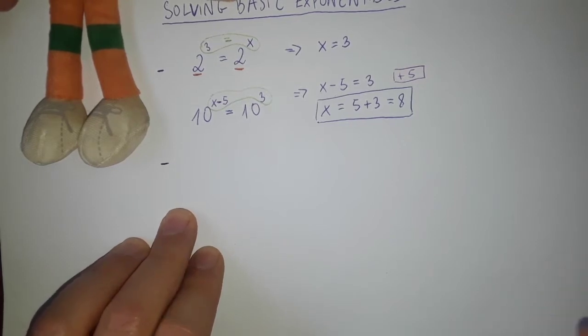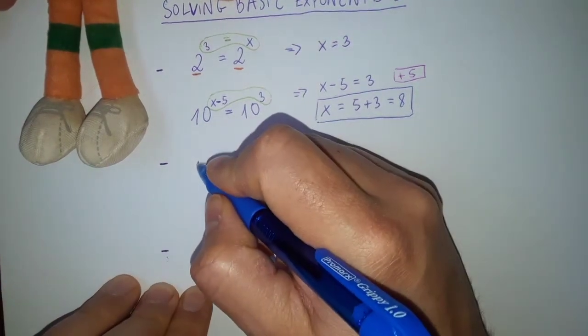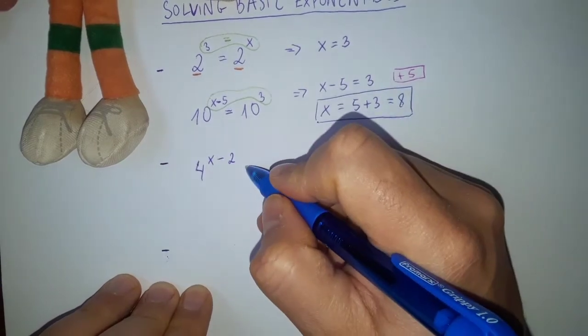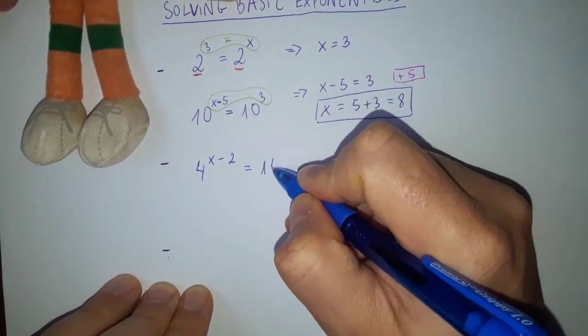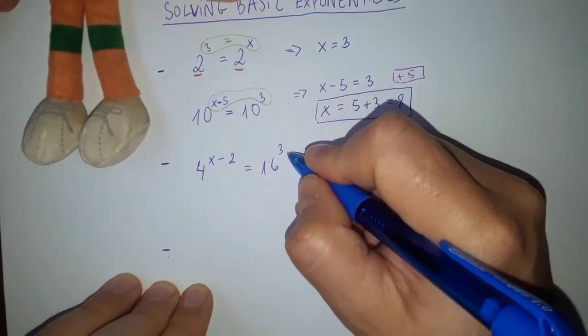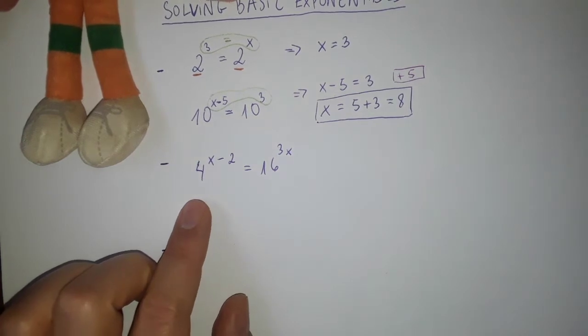But sometimes exponential equations might not have the same base. Imagine that I have, for example, 4 to the x minus 2 equals 16 to the power of 3x. Okay, imagine that. So let's see what happens now.